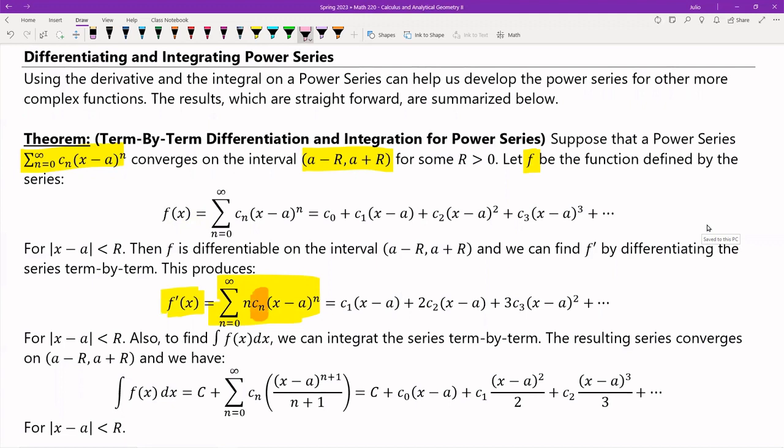And then the derivative of something that looks like x minus a to the n, that's going to be a chain rule. So the n drops to the front, it's going to be minus one. So it's going to be n times x minus a to the n minus one, and then times the derivative of the inside, which is just one. So we're good. So then this right here will be the derivative of said power series.